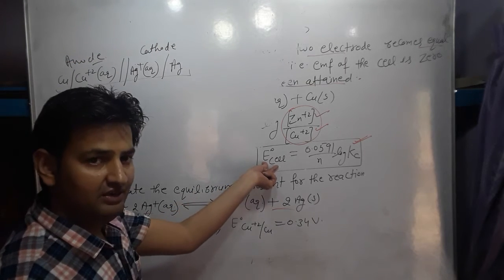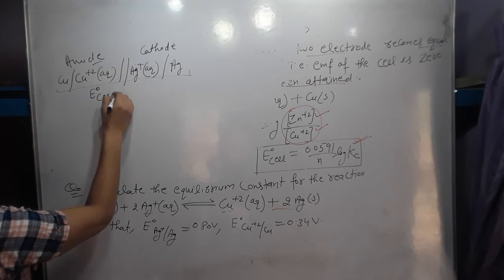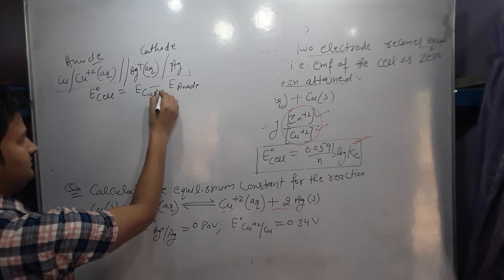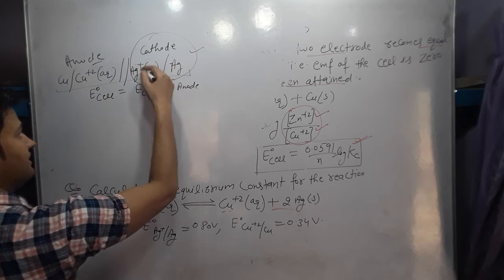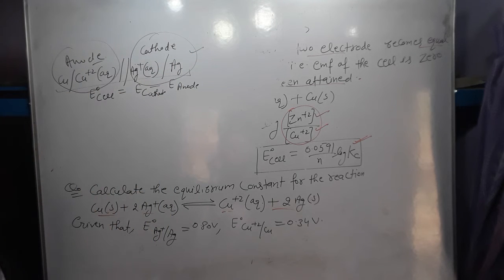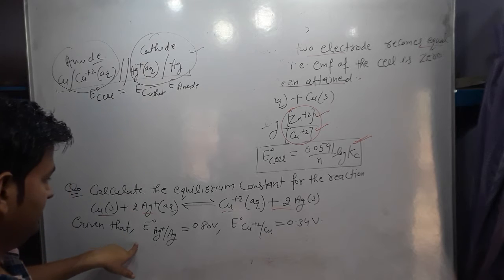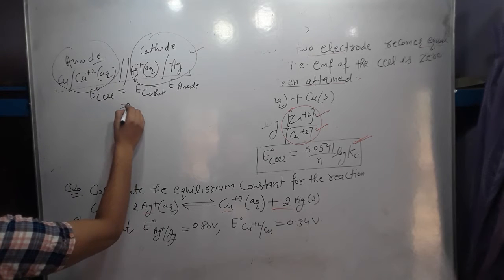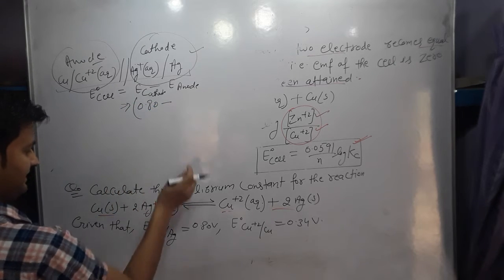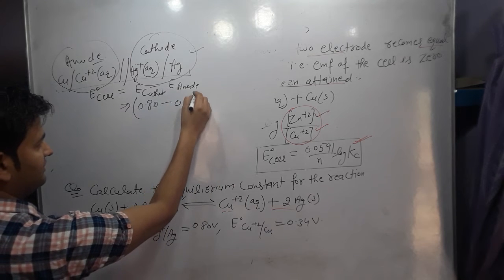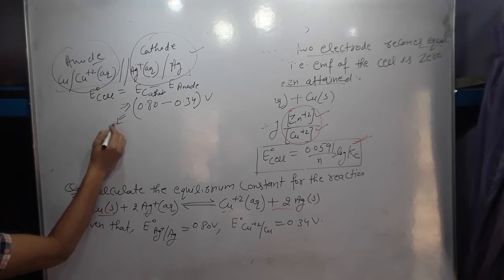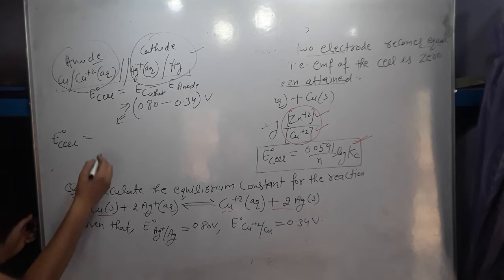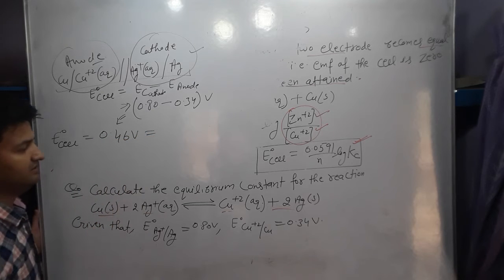So we can calculate E naught. E naught of the cell will be equal to E of the cathode minus E of the anode. At the cathode the ion is silver ion, and at the anode it is copper ion. So the cathode value for silver ion is 0.80 minus the anode value of 0.34 volt. So E naught of the cell comes out to be 0.46 volt.